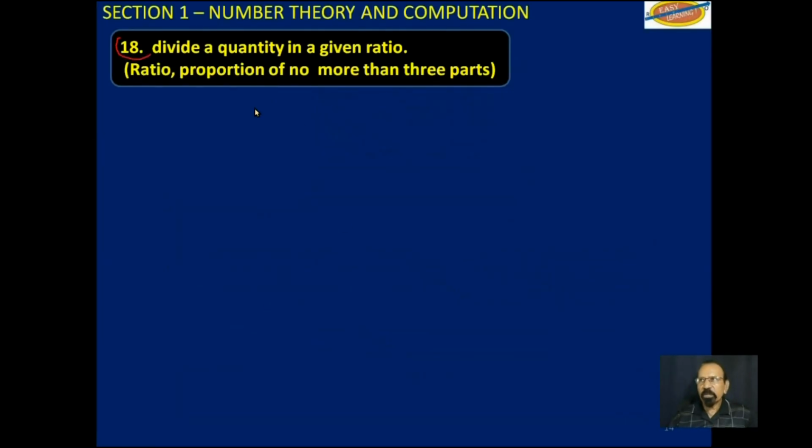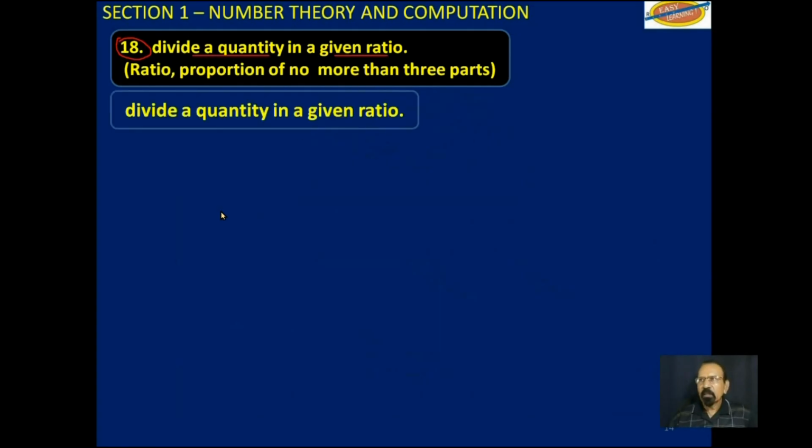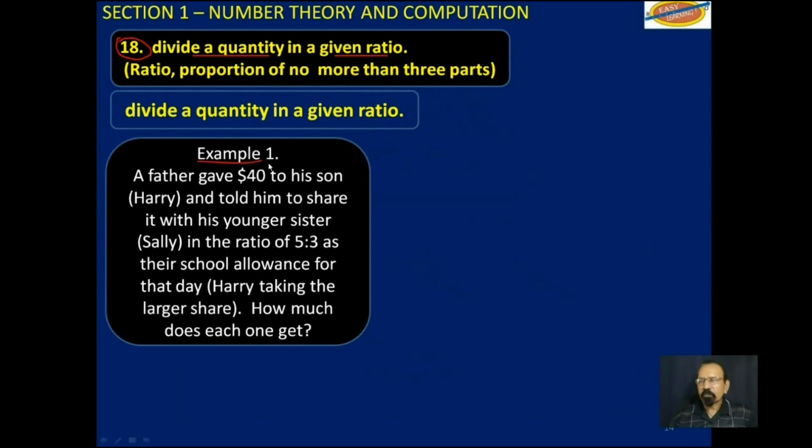So, continuing with objective 18, divide a quantity in a given ratio. Example 1. A father gave $40 to his son, Harry, and told him to share it with his younger sister, Sally, in the ratio of 5 to 3 as their school allowance for that day, Harry taking the larger share. How much does each one get?